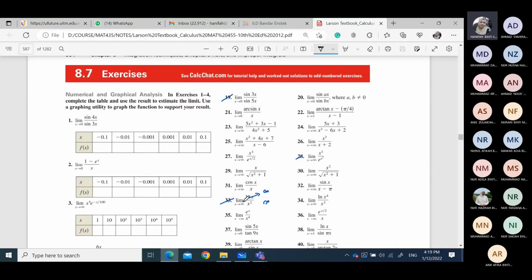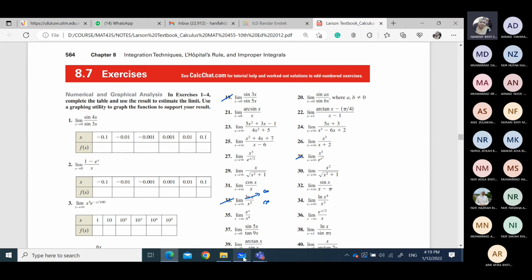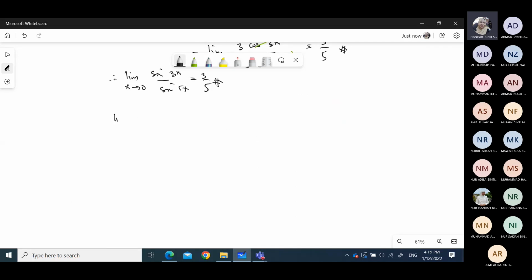Right, so next question, number 28. So 28 is a limit x approach to infinity for x cubed over exponent x squared. Okay, we have a limit x approach to infinity for x to the power of 3 over exponent x to the power of 2. Okay, so first we need to find its limit. So limit x approach to infinity for x to the power of 3, it goes to infinity. Okay, so infinity to the power of 3 goes to infinity.